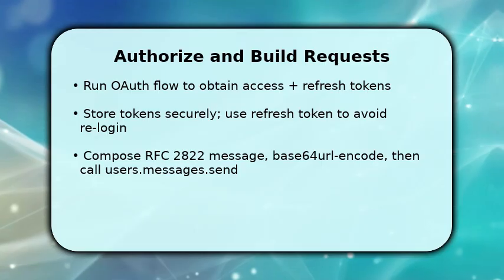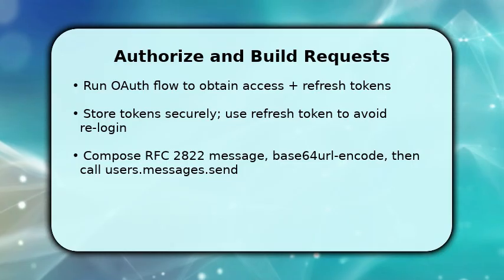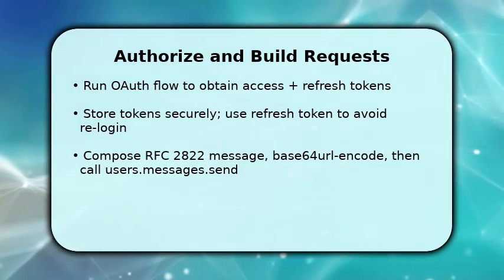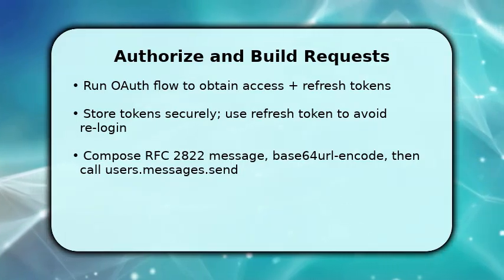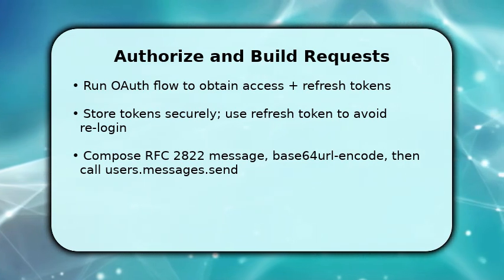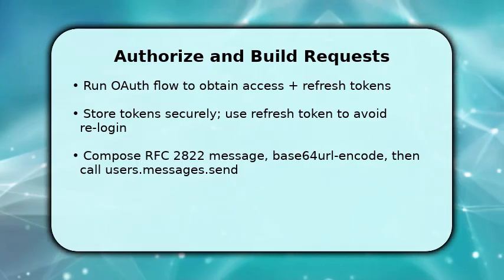When sending mail, construct an RFC 2822 formatted message, base64 URL encode the raw payload, and call users.messages.send with the raw field. For reading, use users.messages.list then users.messages.get. Make sure to set fields to limit payload size and reduce quota usage.